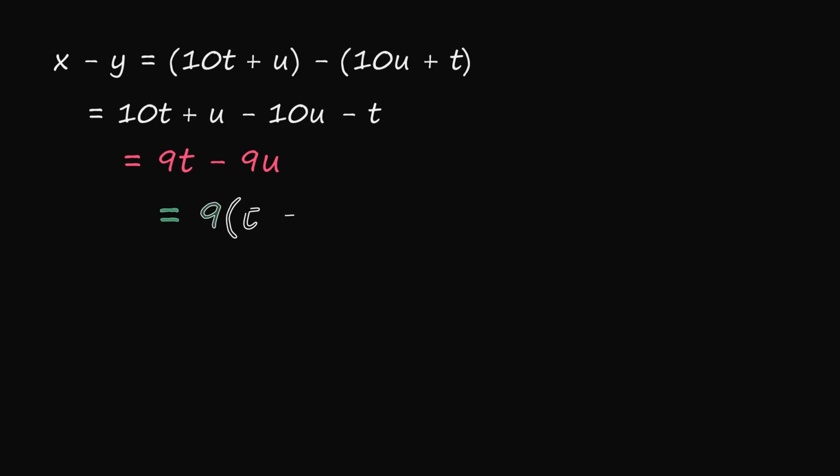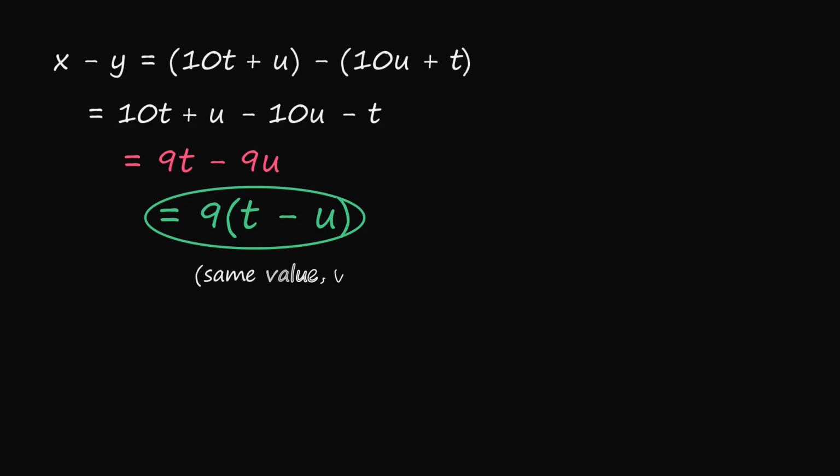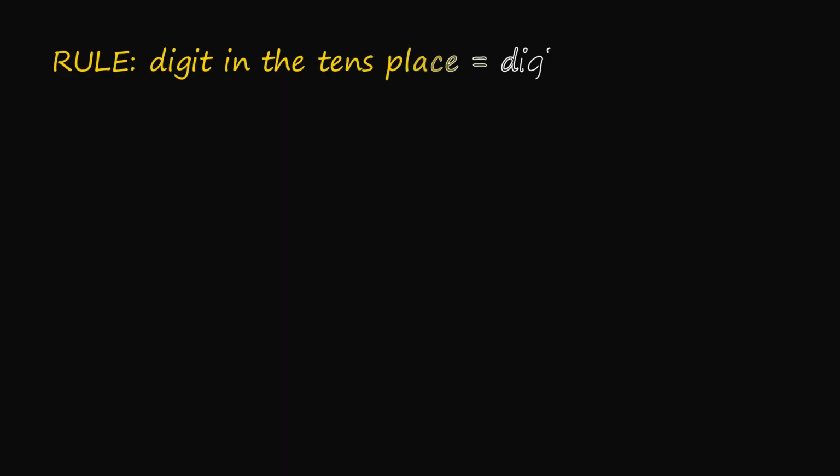And if you wanted to, you could even factor that into 9 times the quantity t minus u, which is the same thing, just packaged differently depending on how the answer choices are actually written on the test. The entire difficulty of that problem really was just translating a digit in a place value into 10 times that digit. Once you saw that translation, the algebra literally became nothing.